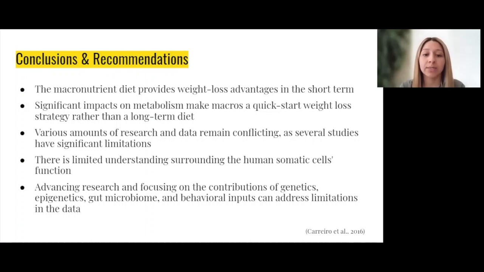Overall, the macronutrient diet remains a highly followed diet practice by which some have had success. However, drawing upon various reviews of literature, data has suggested that there is still significant research required to propose the power of any diet.